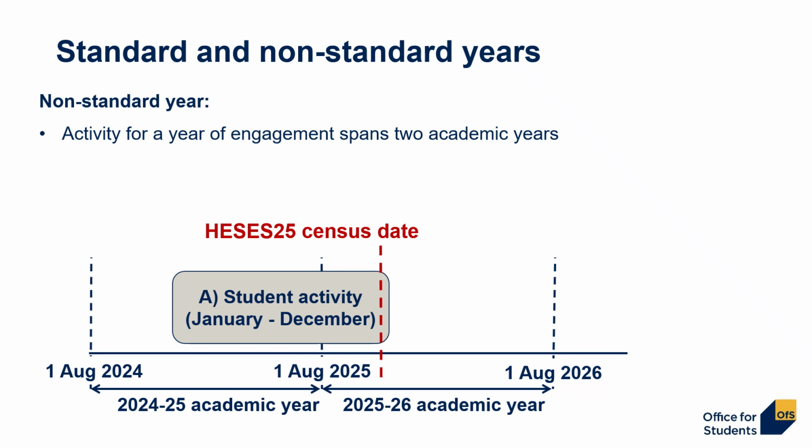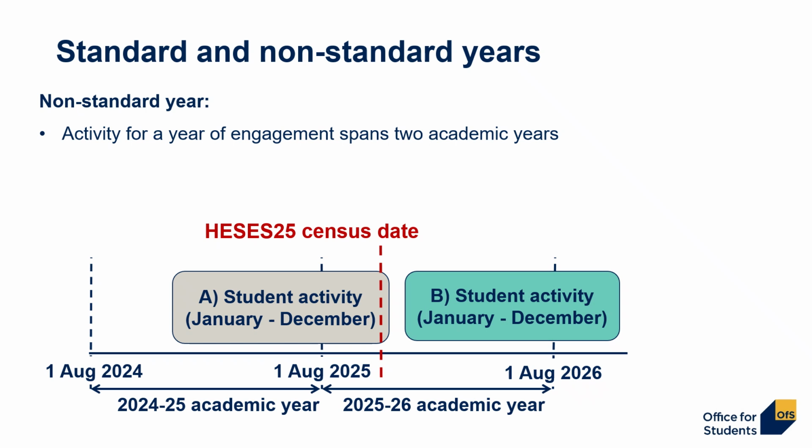For HESIS 25, only the blue-green box, box B, is recorded. Year of engagement B contains student activity starting in January 2026 and running until December 2026. And this is the year of engagement starting in the 2025-26 academic year, and therefore is the one that should be recorded in HESIS 25. Box A would have been recorded in HESIS 24 in the previous year, as the year of engagement started in the 2024-25 academic year.